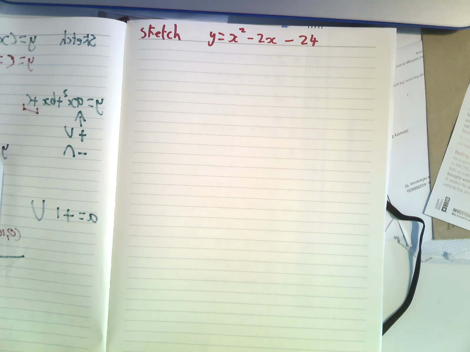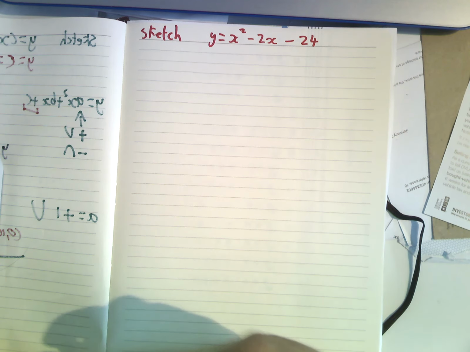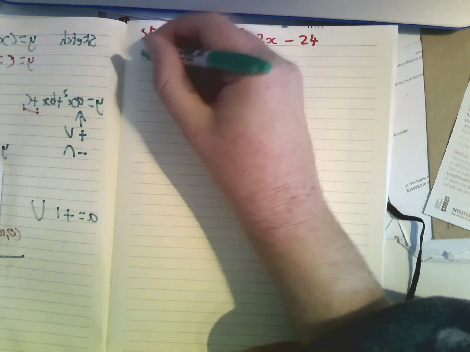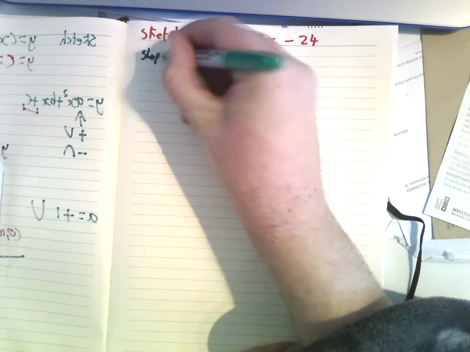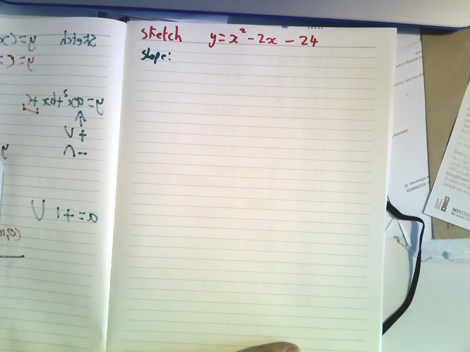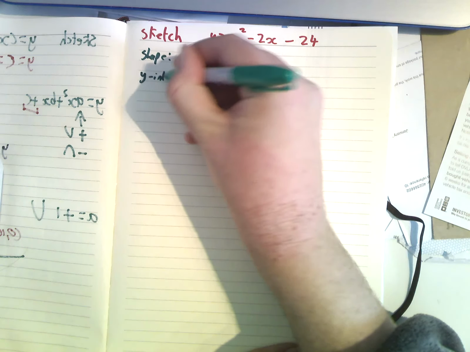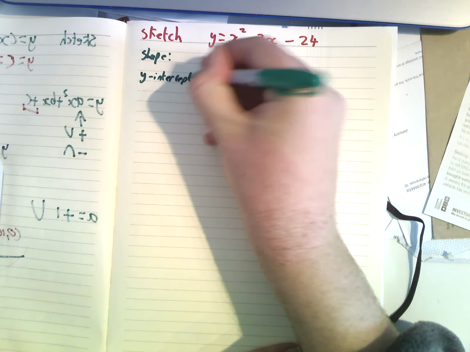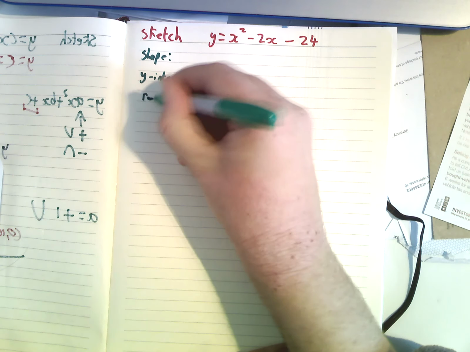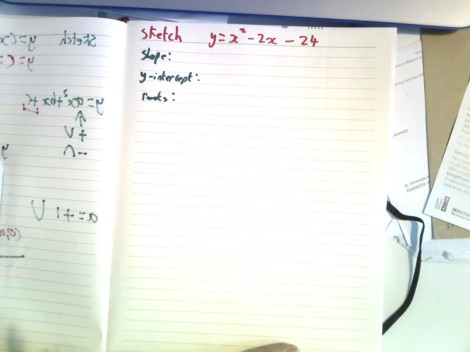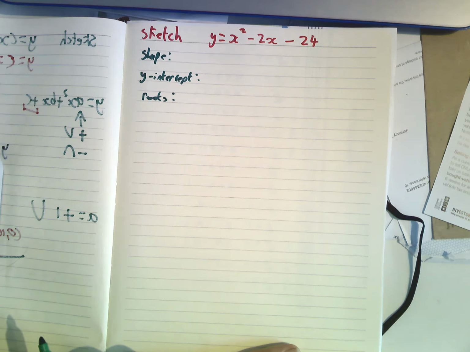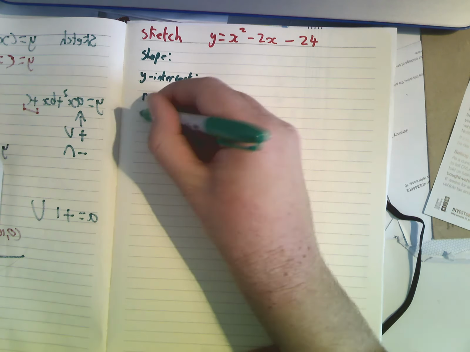So just remember, when we're sketching, what we want to know are a couple of things. We need to know the shape of the graph, whether it's a U-shaped or an N-shaped. We need to know the y-intercept. We need to know the roots, assuming that there are roots in this case. And we also need to know the turning point.